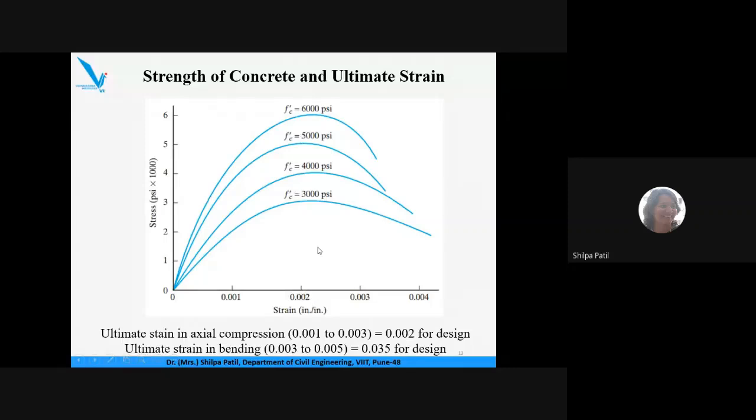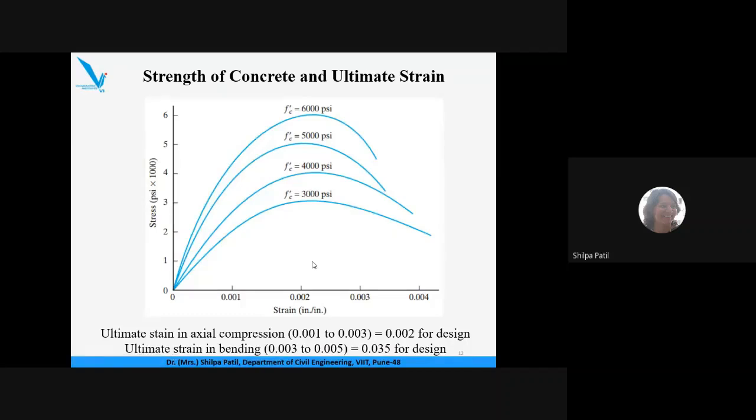So whatever the grade of the concrete, whatever the shape of the curve, the ultimate strain value we always obtain is between 0.001 to 0.003. And this is applicable when we use the axial compression test. So the ultimate strain value is considered as 0.002 for design purposes.